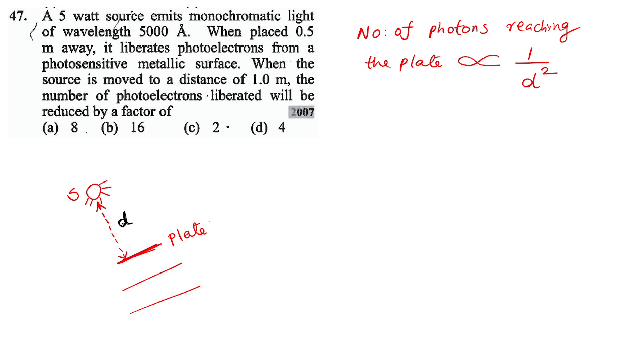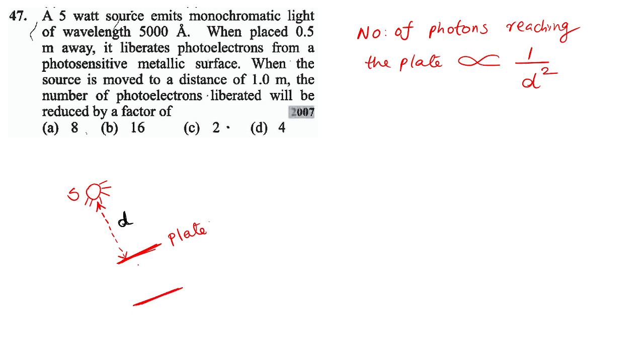I told you that if you increase d, the number of photons reaching the plate will be reduced. The intensity will be reduced. You agree with me? Can you tell me the logic behind it? Why is the number of photons reducing?